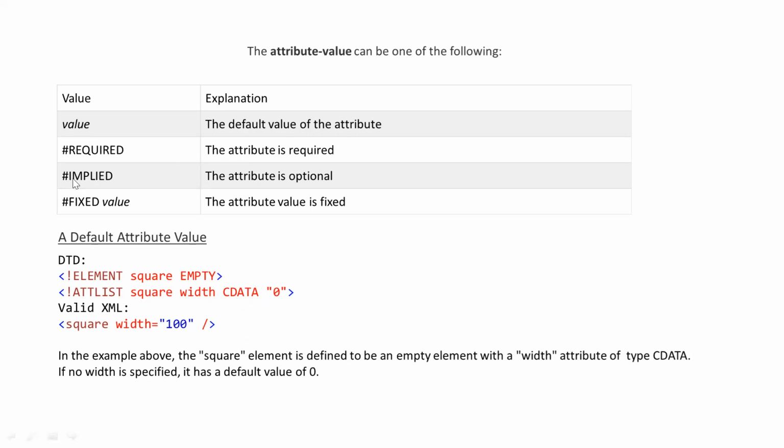And when I give #IMPLIED, it means that the attribute is optional. Either you can give or you may not give. Say in the case of a first name and last name, for the first name you can give it as required, and for the last name or middle name you can make it optional, like that. Then you can also have the attribute value as #FIXED, that is, you cannot change that.